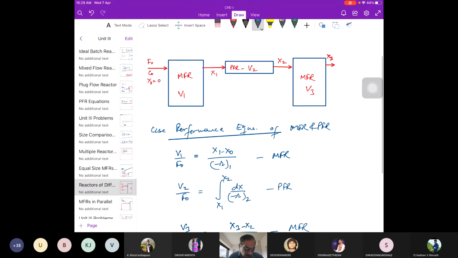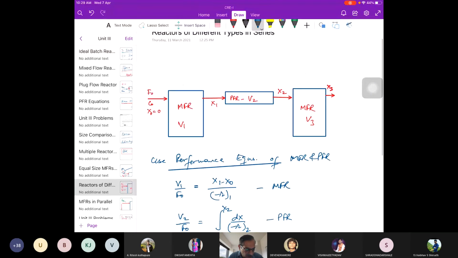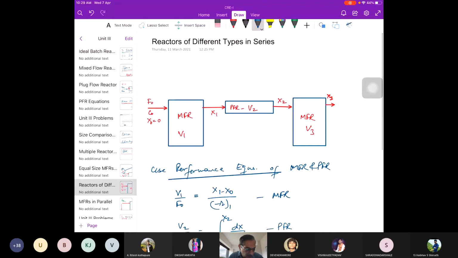कुछ नहीं है, परफॉर्मेंस इक्वेशन इंडिविजुअली अप्लाई करने का है, not a big deal. ये हमने ऑलरेडी प्रॉब्लम सॉल्व की है in series PFR and MFR. ठीक है, any questions on this? इसमें कुछ नहीं है, simply you have to just apply the performance equations for each reactor separately.